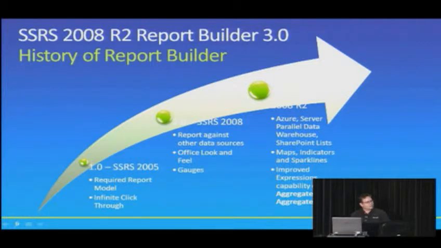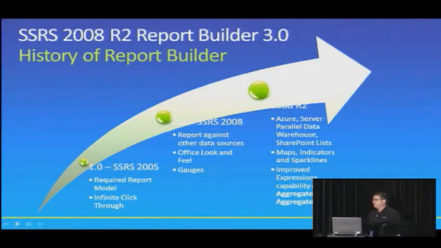In version 2.0, which came out with Reporting Services 2008, we didn't have the dependency on the report model. We could access additional data sources. The other thing that was introduced at that point was the Office look and feel. So we had a report building tool that felt like Word or felt like Visio or Excel. It had the typical Office ribbon, and it just created a comfortable environment for people to work in. And we also introduced some additional tools at that point, which were gauges, so we could visualize information in a slightly friendlier way.